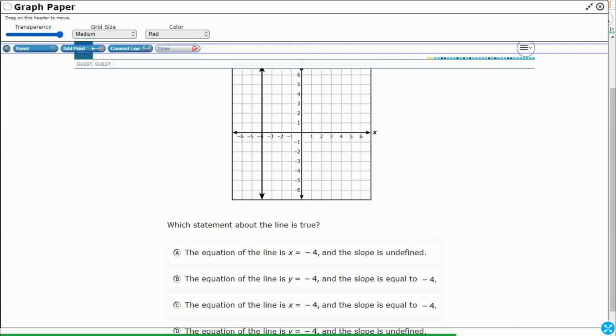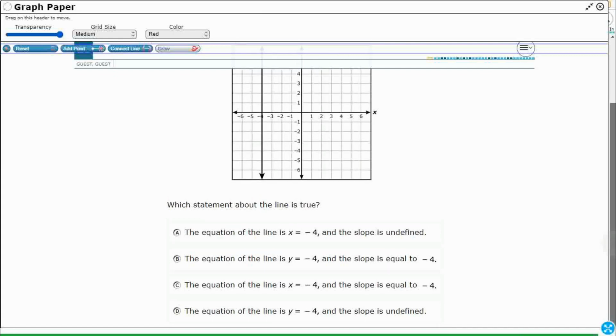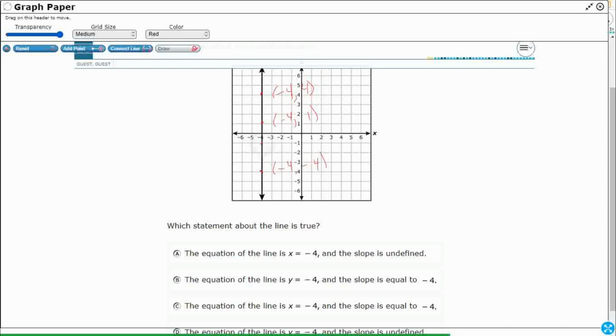So we need to find two things. We need to find the equation of the line, and then we need to describe what the slope is. All we have is the visual, so let's plot a few points. This is x of -4, y of 4, and then we've got x of -4, y of 1, x of -4, y of -4, and if I grab another point here, hopefully we're seeing this pattern, x of -4, y of -1.